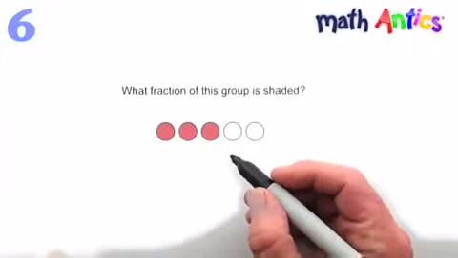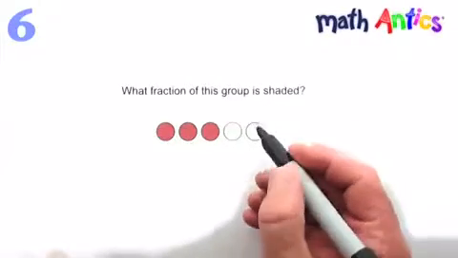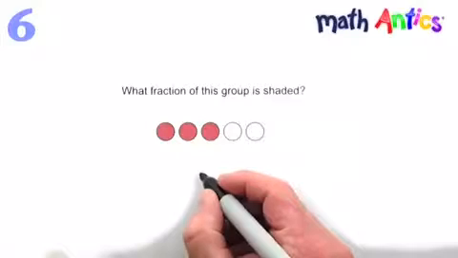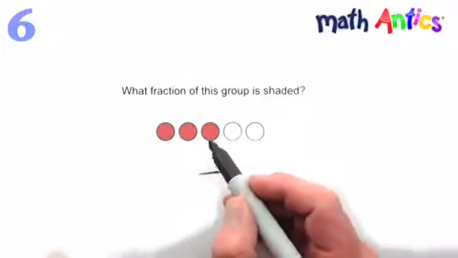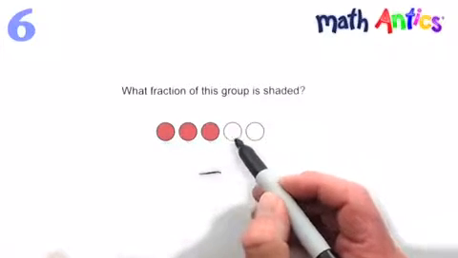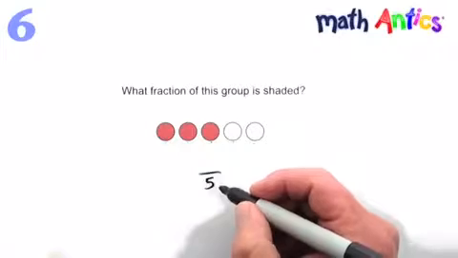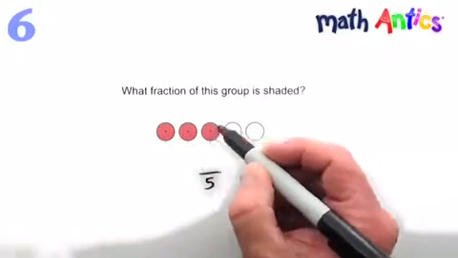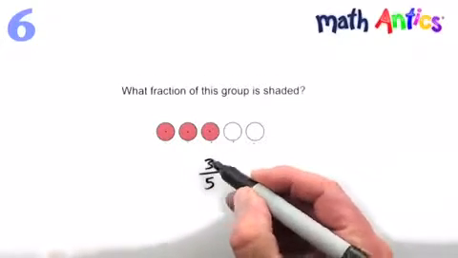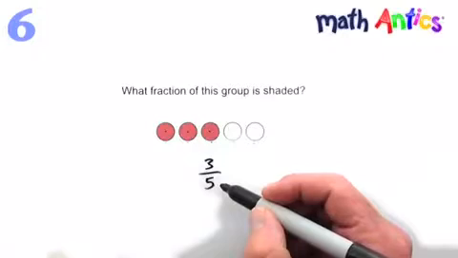This next problem is really similar to the last one. It wants to know what fraction of this group is shaded. So it's going to be a fraction, and the bottom number is going to be how many members there are in the group. Let's count those. 1, 2, 3, 4, 5. This is a group of 5, so 5 is the bottom number. And for the top number, it'll be how many are shaded, which is 1, 2, 3. So the fraction of this group that's shaded is 3/5.